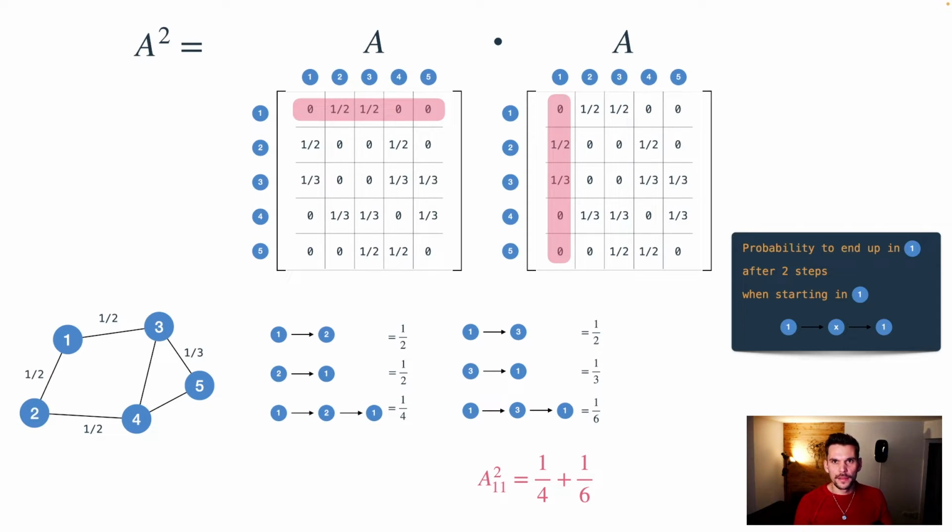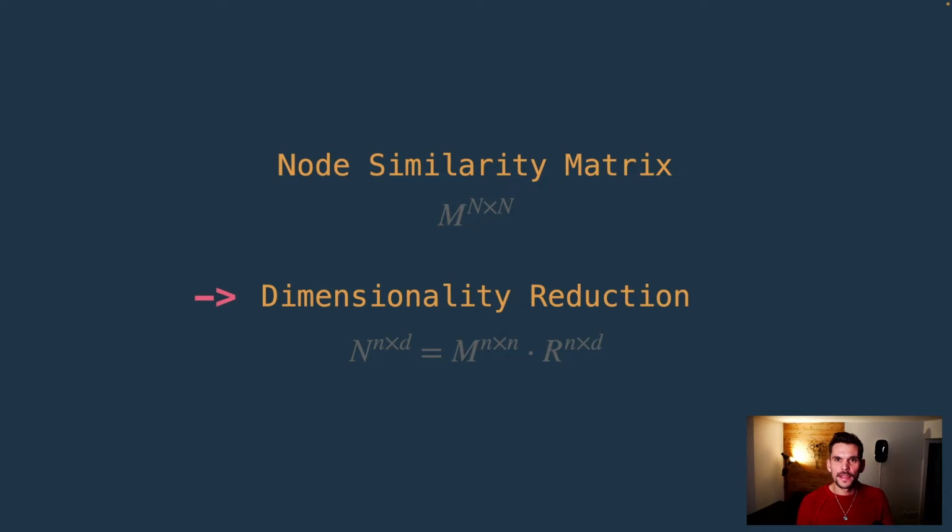Now if we apply this matrix k times to itself, we get the probabilities for each node pair, how likely it is to end up in each of the nodes after k steps. This k-step transition matrix is used as the node similarity matrix, which is the n cross n matrix.